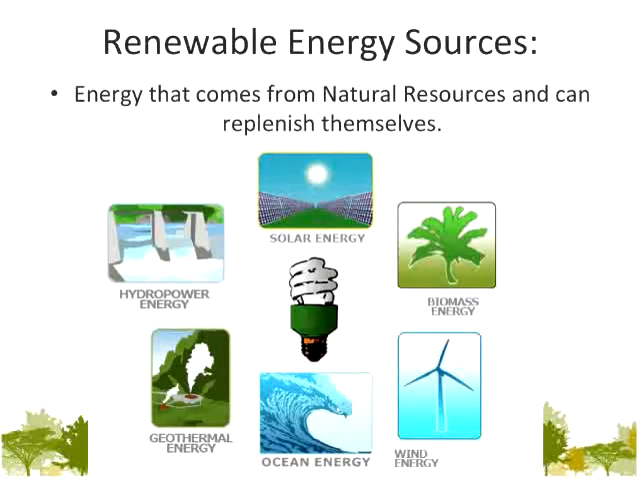The next thing we'll talk about is renewable energy sources, and this is just energy that comes from natural resources that can replenish themselves. So there's 6 main types of renewable energy sources. There's solar energy, which comes from the sun, biomass energy, which comes from our trash, wind energy, which comes from wind and windmills, ocean energy, which comes from tides, geothermal energy, which comes from heat inside the earth, and hydropower energy, which comes from the water and its movement.